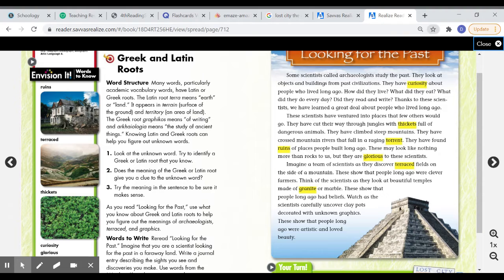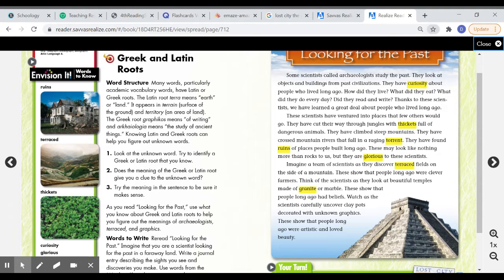In this lesson, we are going to talk about Greek and Latin roots. If you look at this page over here to the left, it talks about word structure. It says many words, particularly academic vocabulary words, have Latin or Greek roots. The Latin root terra means earth or land. It appears in terrain, surface of the ground, and territory, an area of land. The Greek root graphikos means of writing, or archaeologia means the study of ancient things.